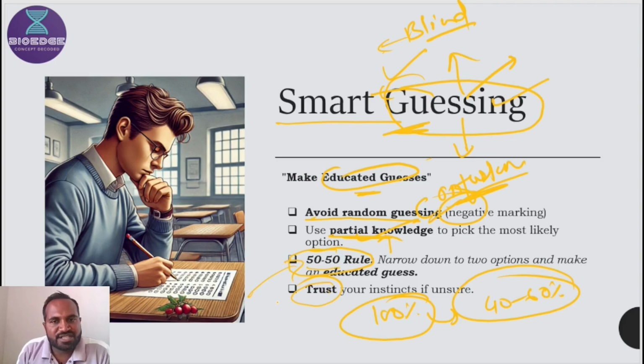Trust your instinct, meaning your beliefs, your thinking system. Your logical thinking is very important. So you should logically connect everything. What we mean by logical thinking, we will discuss in the next slides. You should use this smart guesswork to maximize your score, minimize mistakes, and avoid negative marking, as well as save time also. Time is very important.